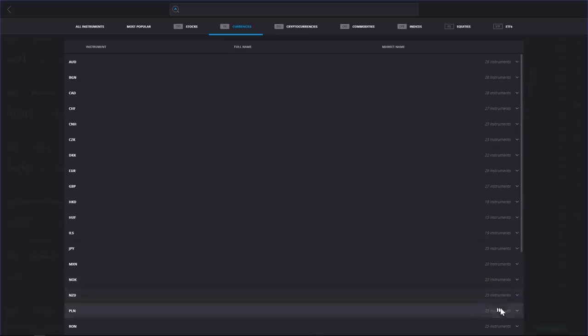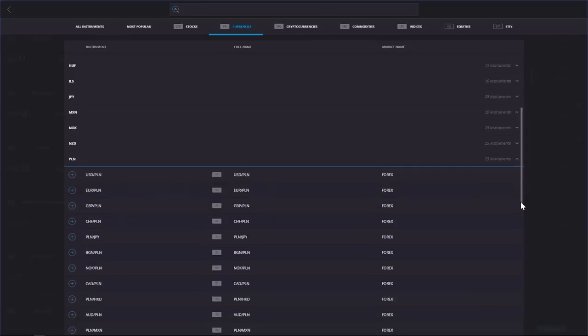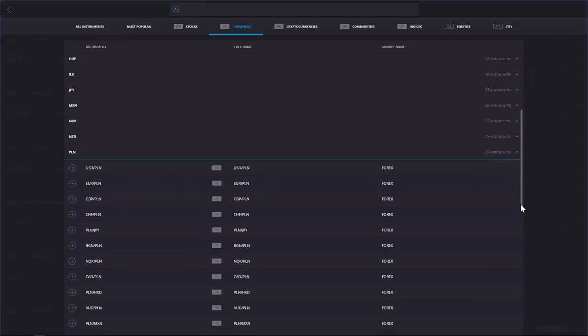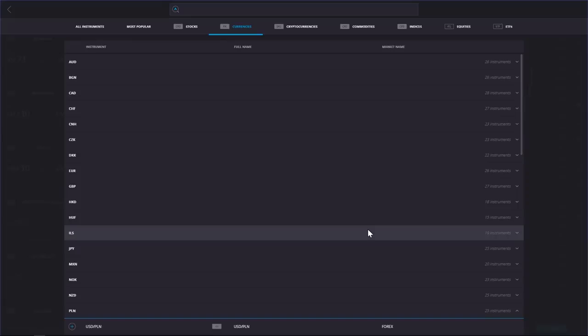For example, if we go down to here, the PLN, Polish zloty, if you wanted to, you could take a view on the Polish zloty against the Japanese yen, or Polish zloty against the Mexican peso. So there are all sorts of combinations you can do here. What most people tend to do, in the beginning at least, is stick to the major markets, the major currency pairs, because there's normally plenty going on in those markets.